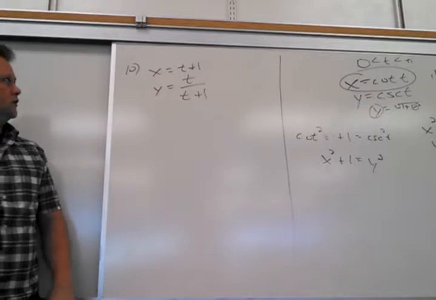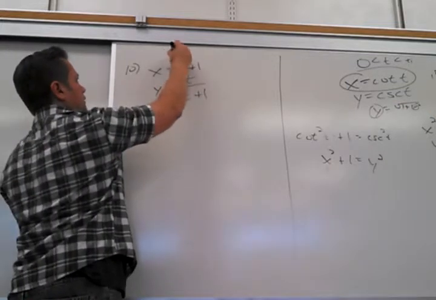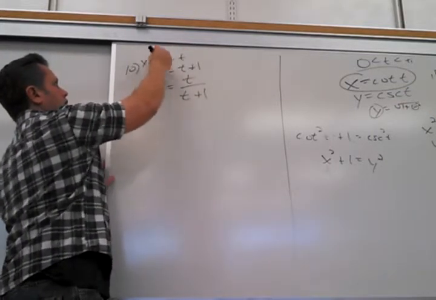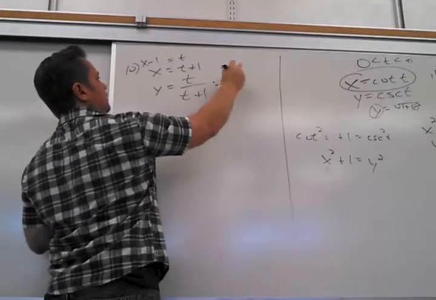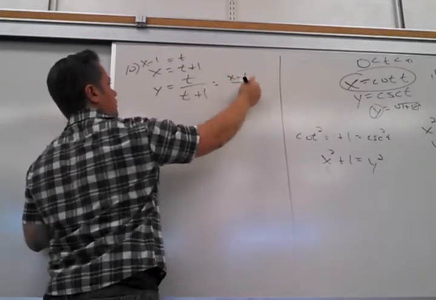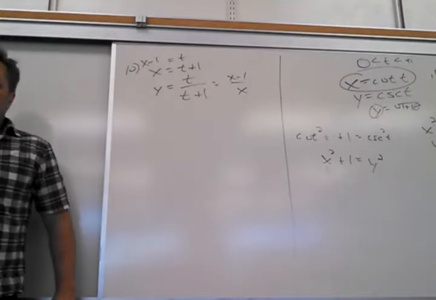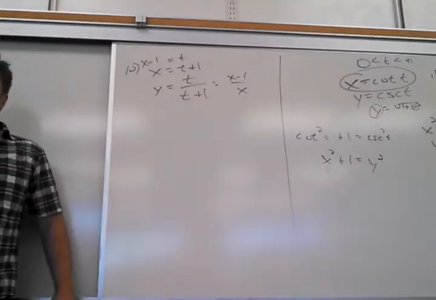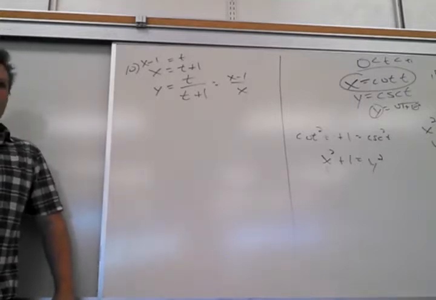It's not bad. Well, x is t plus 1, so what's t? Minus 1. t equals x minus 1. There you go. So then y is x minus 1 over x. Do you start to see what to look for? I'm going to show you a few of these so you start to see. Some of these are going to be remarkably quick.